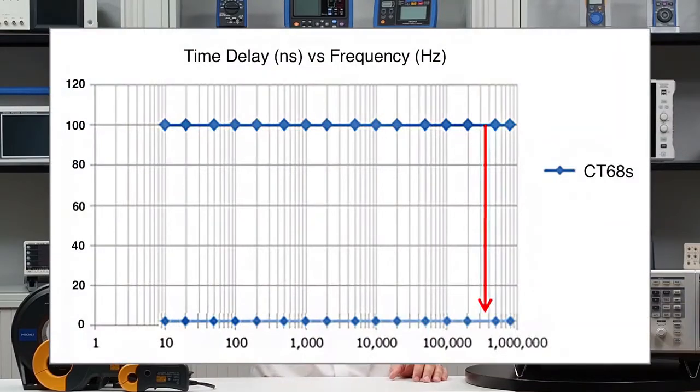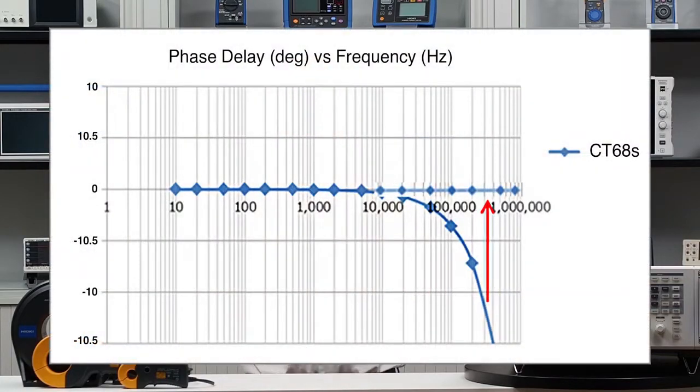As an example, here is how this delay looks for a Hioki CT68 series current sensor. The time delay is shown in nanoseconds against the frequency. Of course, 100 nanoseconds delay at 100 Hz doesn't have the same impact as 100 nanoseconds delay at 1 MHz. This becomes clear when translating the above time delay into phase delay values described in degrees.